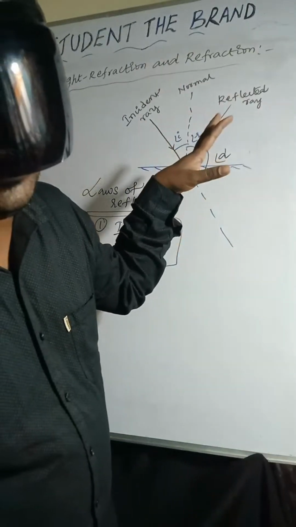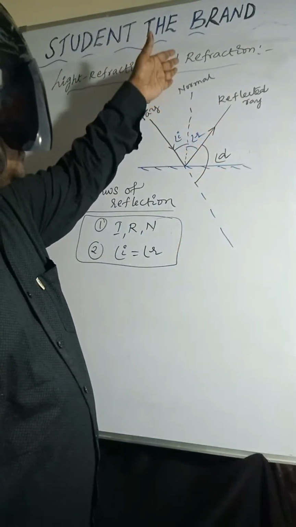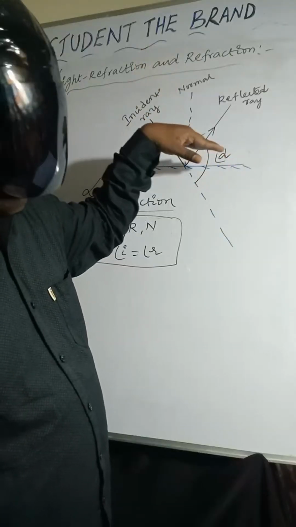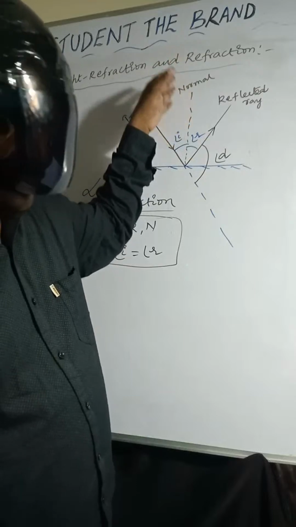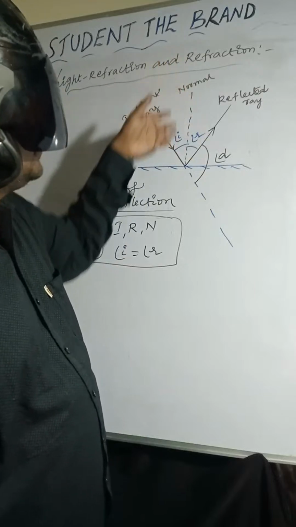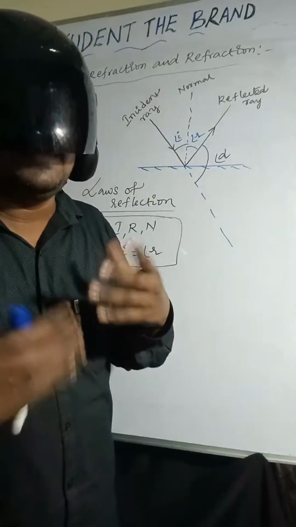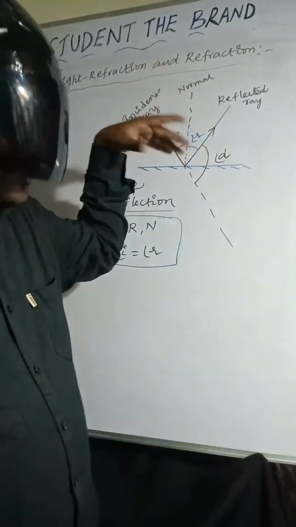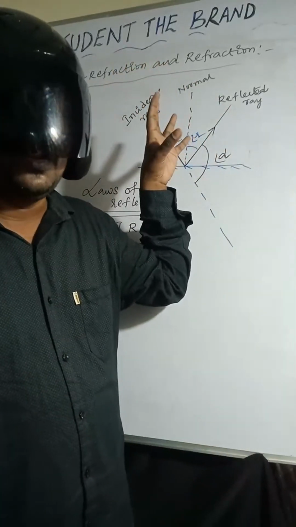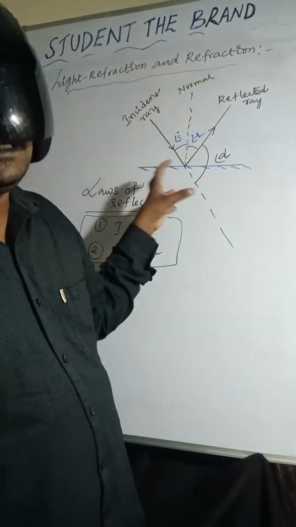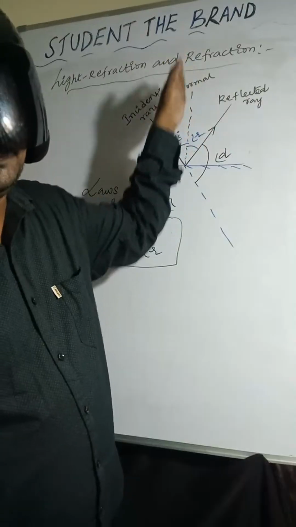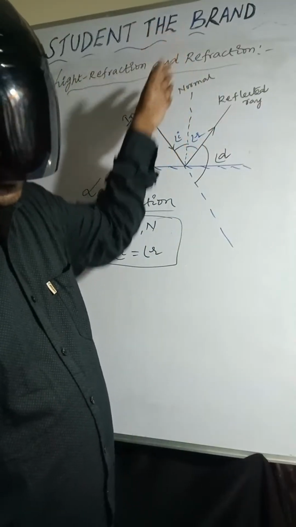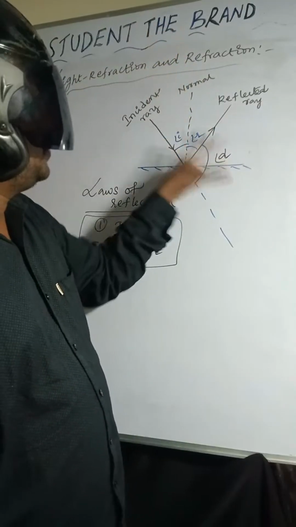The normal is the line which is perpendicular to the plane surface. Here I drew dotted lines. These dotted lines are imaginary lines, they do not really exist. They are just for understanding the reflection of light. That is the normal line, perpendicular to the plane surface.